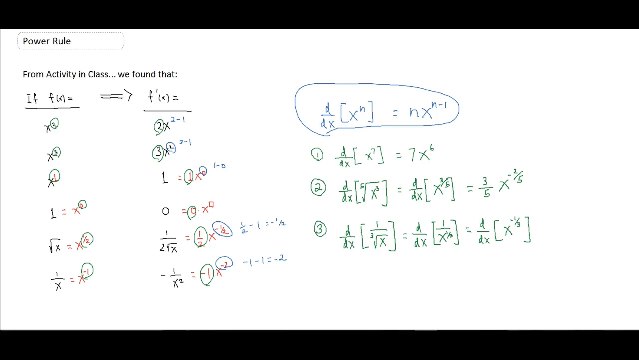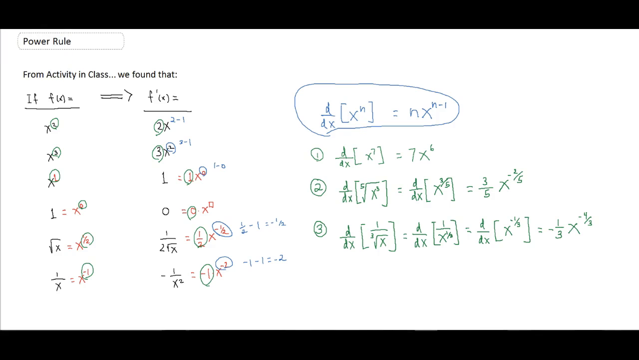So here we go. Now we have this x to some power. Using the power rule, again, negative 1/3 comes down as the coefficient. The new exponent on x is going to be negative 1/3 minus 1. So that's negative 1/3 minus 3/3, which gives us negative 4/3. So that would be the derivative of 1 over the cube root of x.